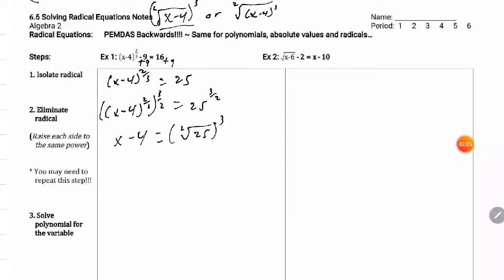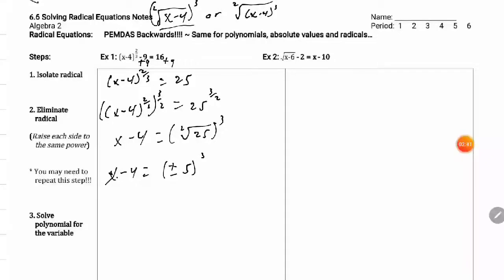Now, because my root is even, I'm going to have two answers. So let's simplify this a little bit. X minus 4 equals, so what's the square root of 25? That is plus or minus 5. And then we have cubed right here. So the square root of 25 is plus or minus 5. And then we're going to do cubed.